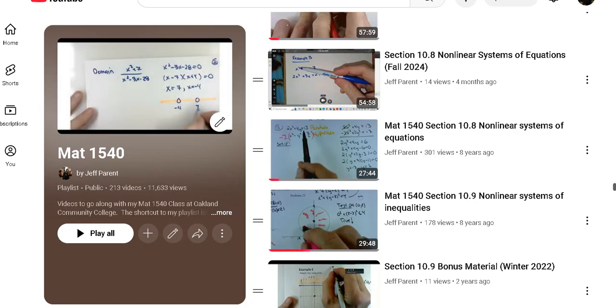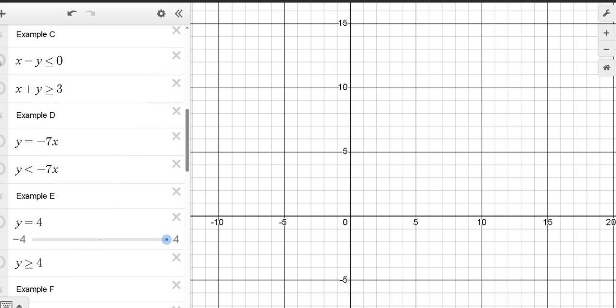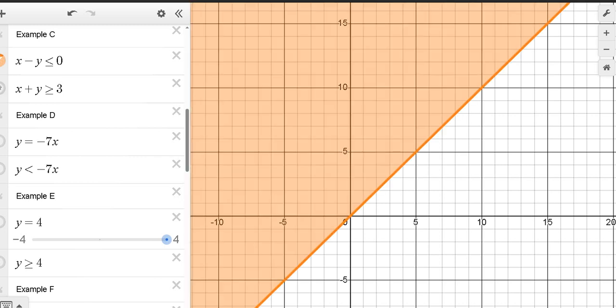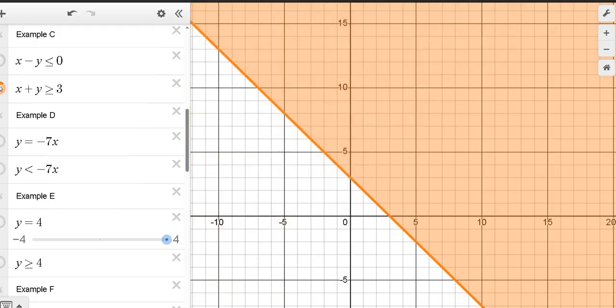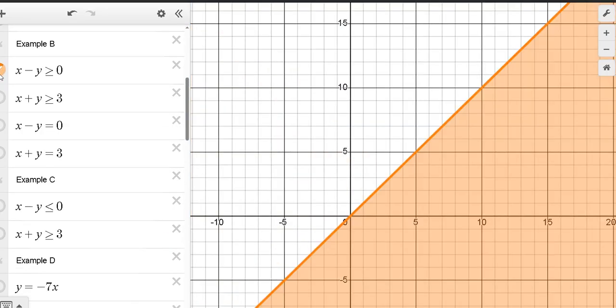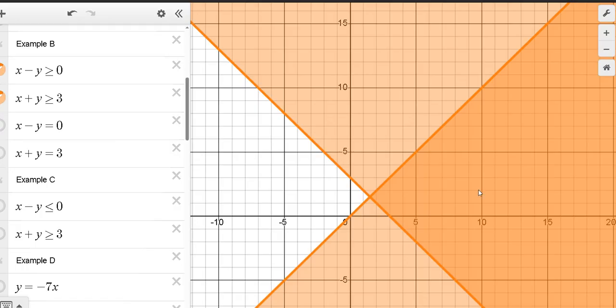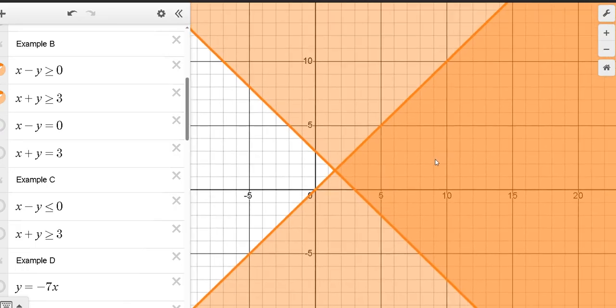And Desmos can graph inequalities. Uh-oh, that's telling me something different here. Okay, that's example C. Let me go up here to example B. There we go. So you're seeing the same thing when you're graphing this.